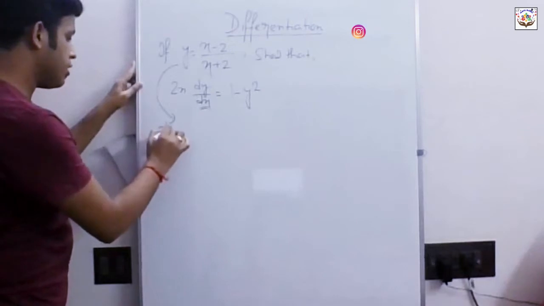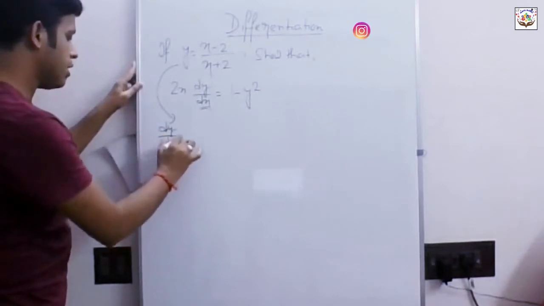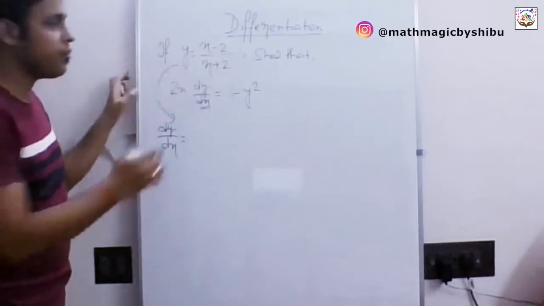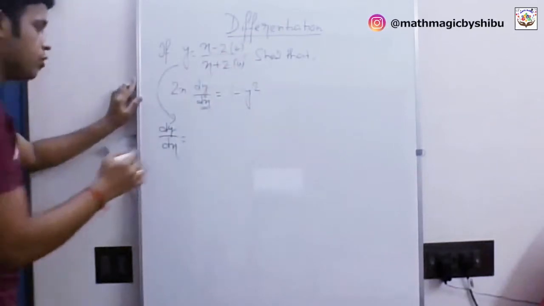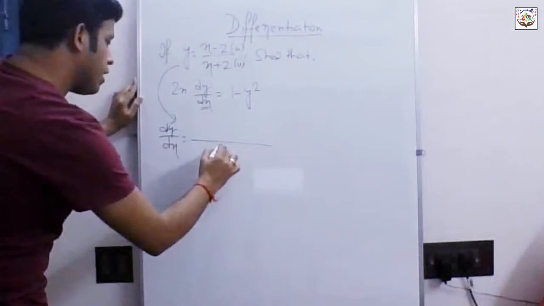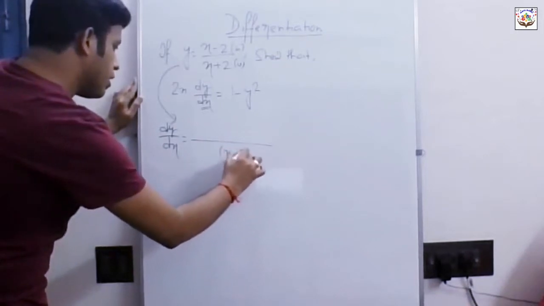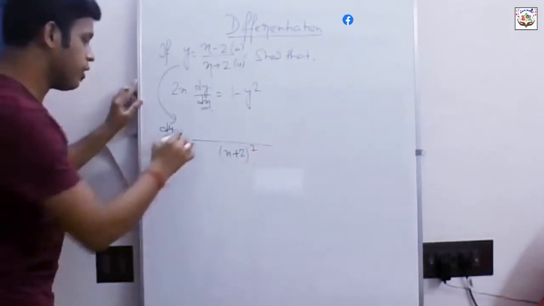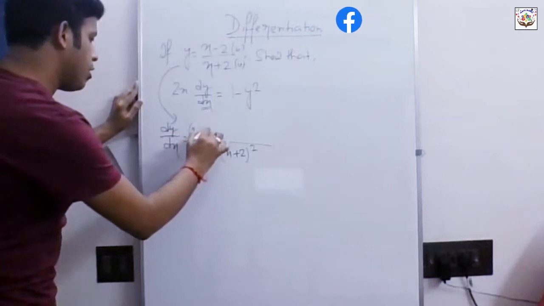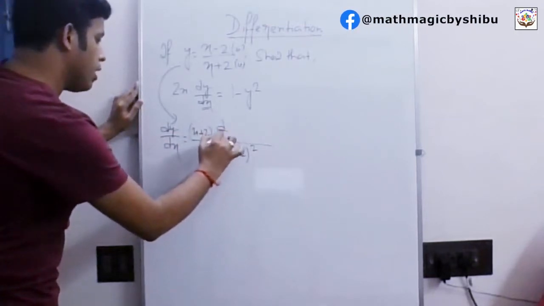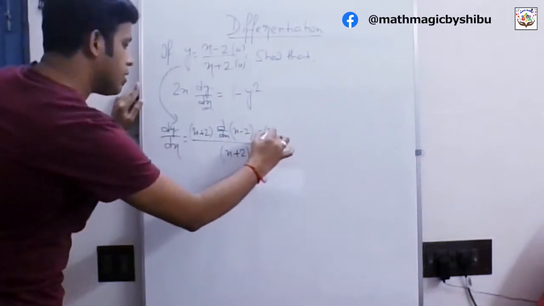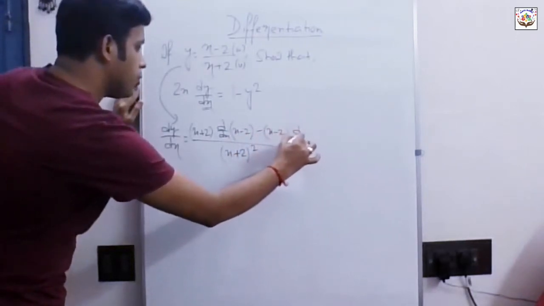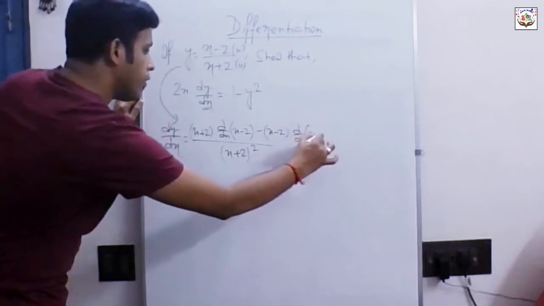Now, as you can see from the function, it is in u by v form. So if we try to differentiate this, in the denominator it will be x plus 2 whole square, and in the numerator it will be x plus 2 into d/dx of x minus 2, minus x minus 2 into d/dx of x plus 2.